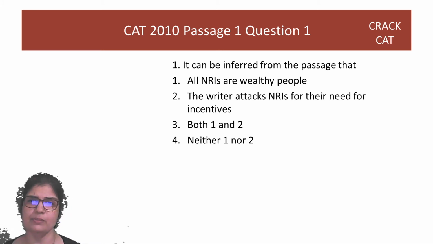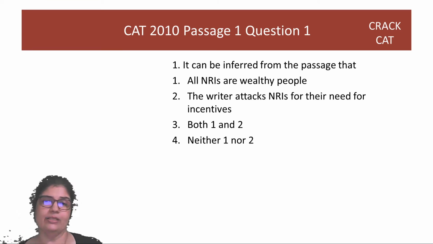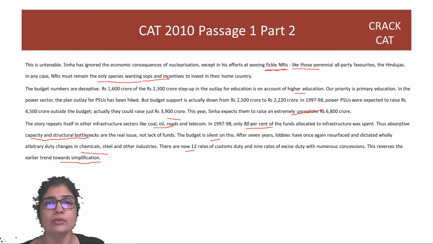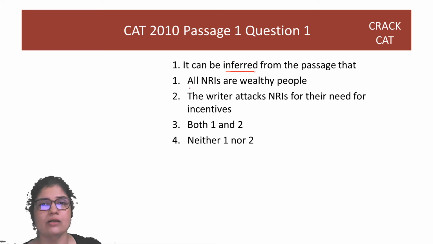It can be inferred from the passage that all NRIs are wealthy people. If they said some NRIs are wealthy people, because NRIs need, they are going to invest. So obviously they have money to invest. So if some NRIs are wealthy, then it becomes an inference. See, an inference has to be true, guys. When I say infer, that means I want to conclude based on something given. So I can't conclude all NRIs are wealthy. The word "all" is the problem. So one is out, which means both 1 and 2 are out.